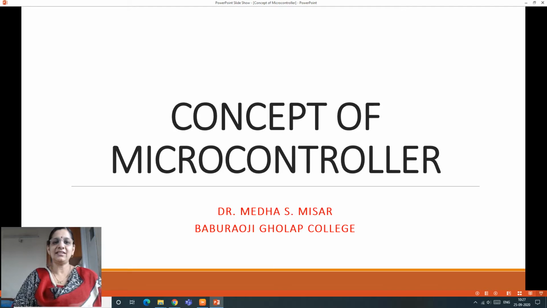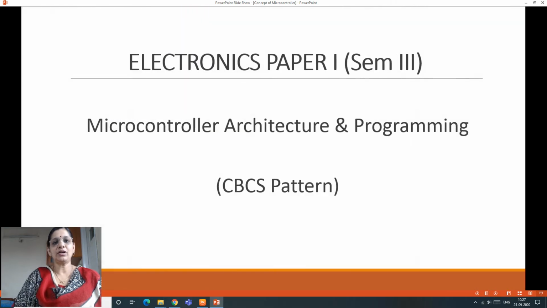Hello, let us see the concept of a microcontroller. In the new curriculum of SYBSE Computer Science, there is a course in electronics on microcontroller architecture and programming. For this, first we need to understand the basic concept of a microcontroller.